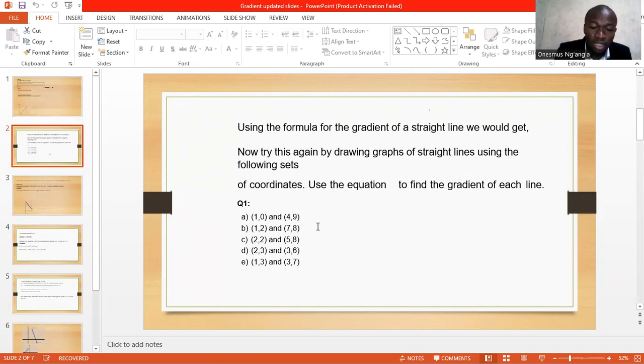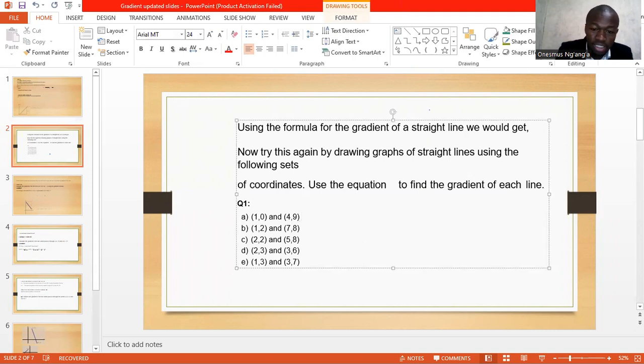In this case, it will be 9 minus 0, divided by 4 minus 1. 9 minus 0 is 9, and 4 minus 1 is 3, so 9 divided by 3. Your answer will be 3. That will be your gradient.